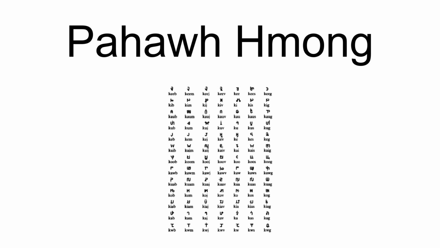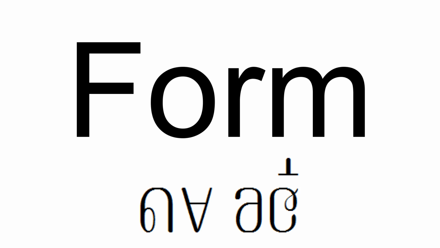Pahawh Hmong, RPA Phaj Hauj Hmong, known also as Ntawv Pahawh, Ntawv Keeb, Ntawv Caub Fab, Ntawv Soob Lwj, is an indigenous semi-syllabic script, invented in 1959 by Shong Lue Yang, to write two Hmong languages, Hmong Daw, Moob Dawb, White Miao, and Hmong Njua, aka Hmong Leng, Moob Leeg, Green Miao. Pahawh is written from left to right.